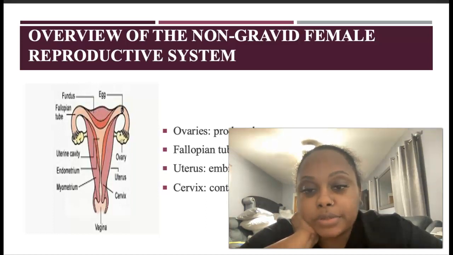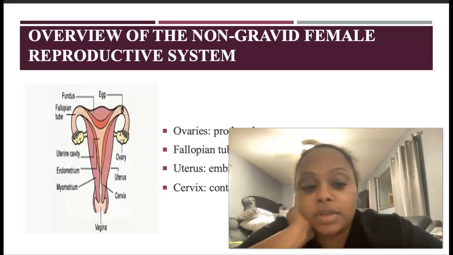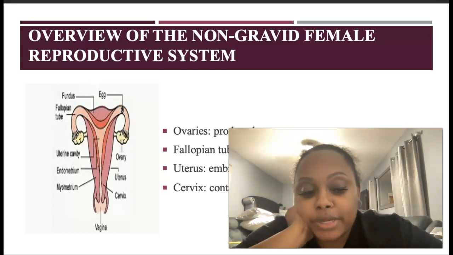Your fallopian tubes are narrow tubes that are attached to the upper part of your uterus and serve as a pathway for your egg to travel from your ovaries to the uterus. Fertilization of an egg by sperm normally occurs in the fallopian tube. The fertilized egg then moves to the uterus, where it implants into your uterine lining.